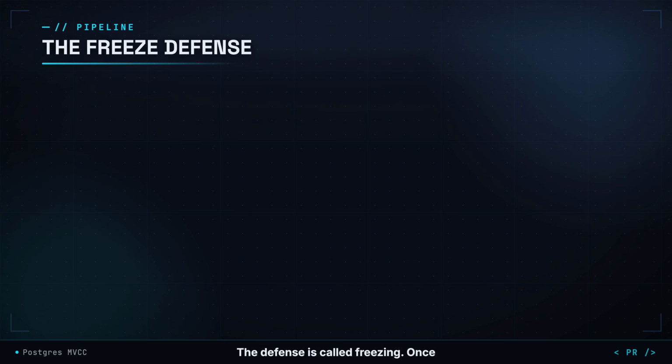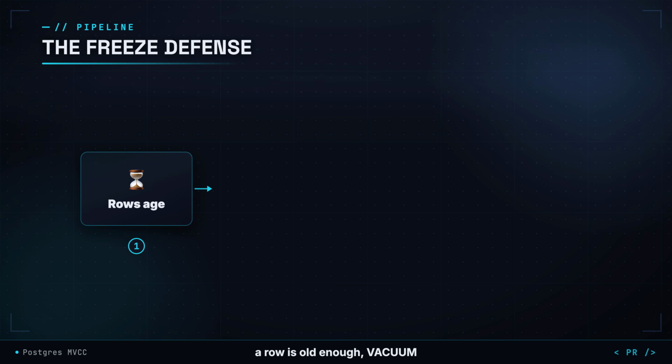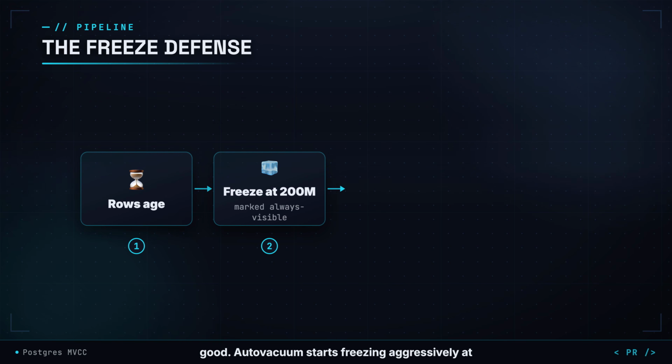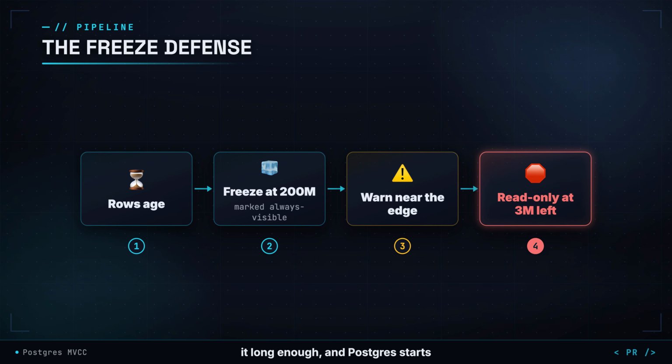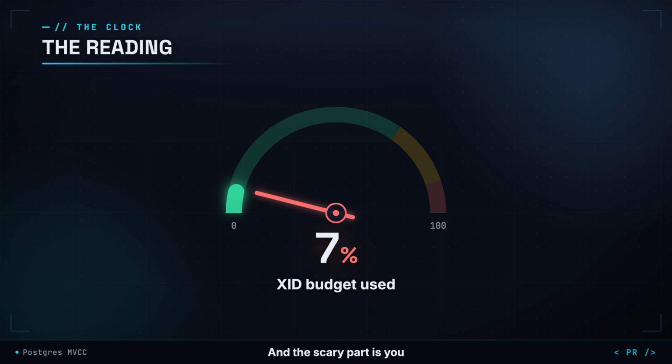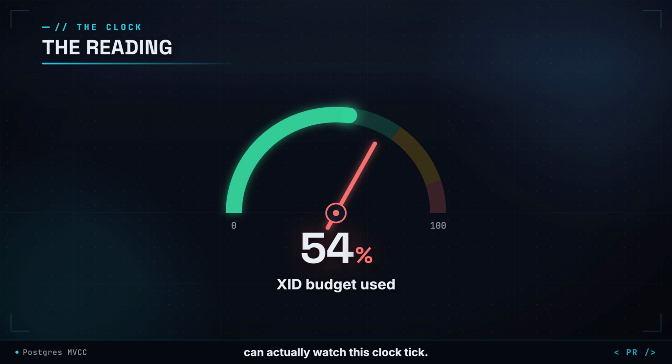The defense is called freezing. Once a row is old enough, vacuum marks it permanently visible and pulls it out of the counter for good. Autovacuum starts freezing aggressively at 200 million transactions of age. Ignore it long enough and Postgres starts warning you. Then, with 3 million transactions left on the clock, it does the only safe thing it can. It stops accepting writes.